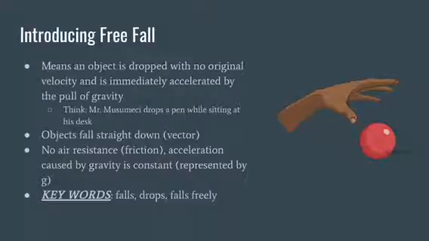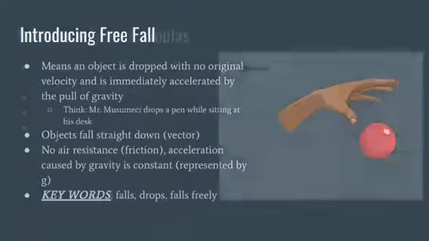For the sake of Regents physics, we're going to assume that there is no friction and therefore no air resistance to worry about. For problems that pertain to Earth, gravitational acceleration remains constant. This value is represented by g. Finally, you'll know you're dealing with a free fall question when it uses the words falls, drops, or falls freely.